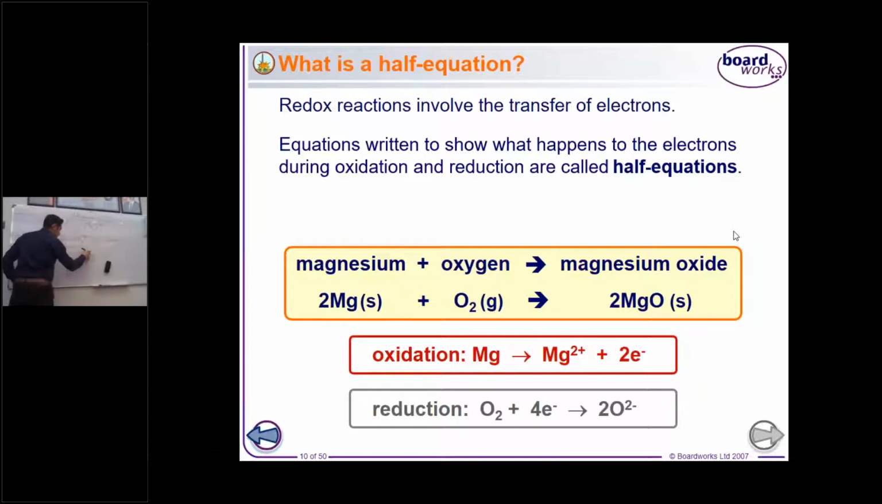Oxygen goes from 0 to -2. Its charge decreases here. So decreasing charge means gaining of electrons. So how do we show gaining of electrons here? As we showed with magnesium 0 to get +2, what do I have to write? 2 electrons, because 2 electrons means 0 plus -2. So it is reduction. So oxygen is reduced.